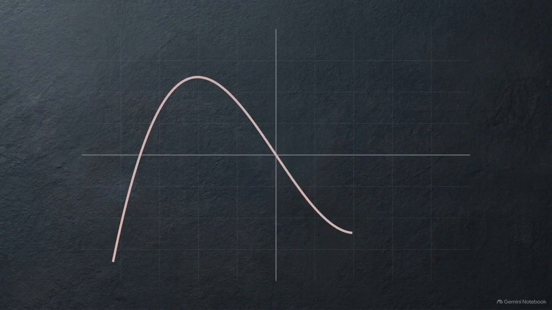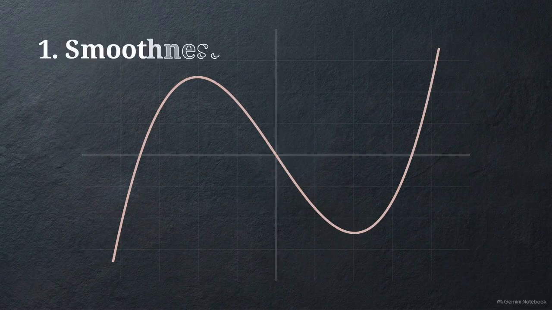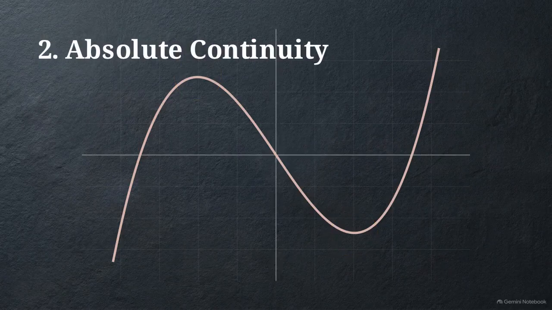In geometric terms, this means the curve must flow effortlessly. It cannot have any sharp corners, jagged edges, or sudden snaps in trajectory. Every peak and valley is perfectly rounded. The second constraint is absolute continuity.